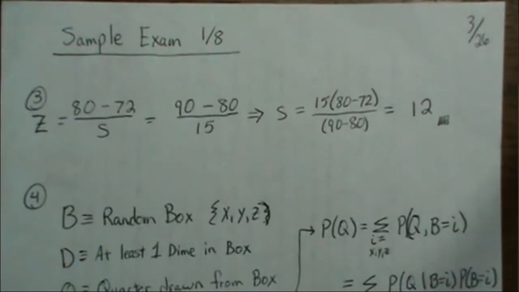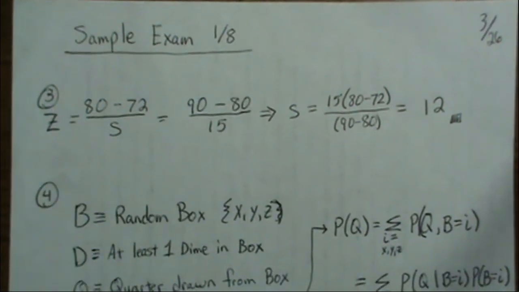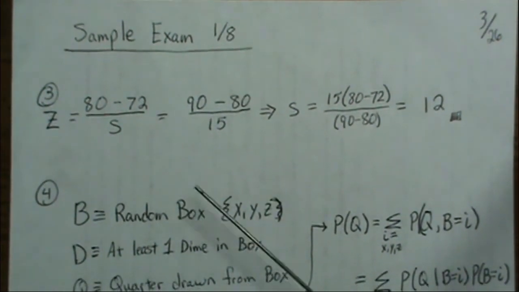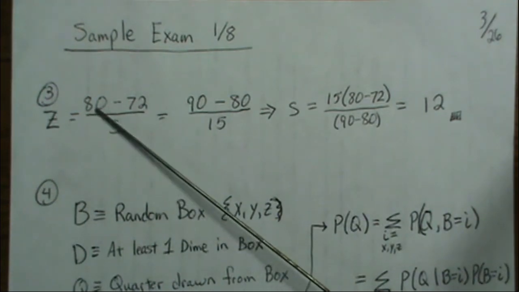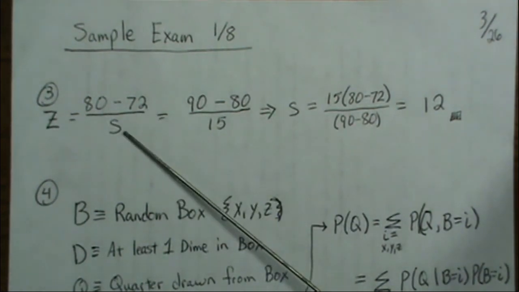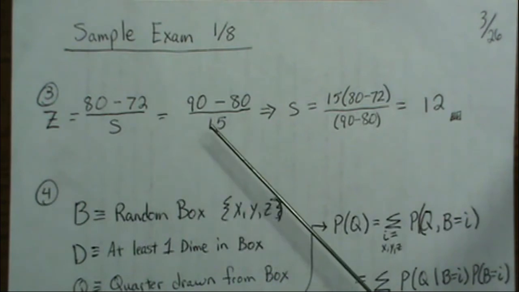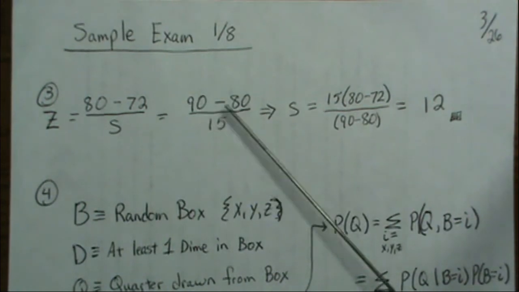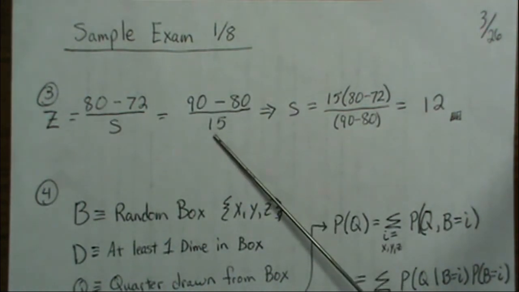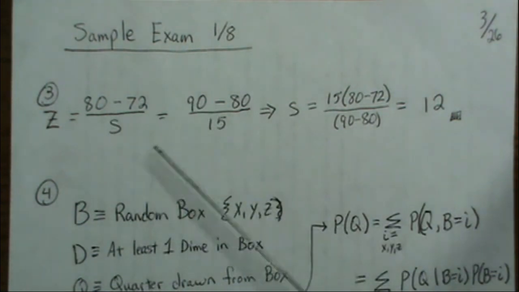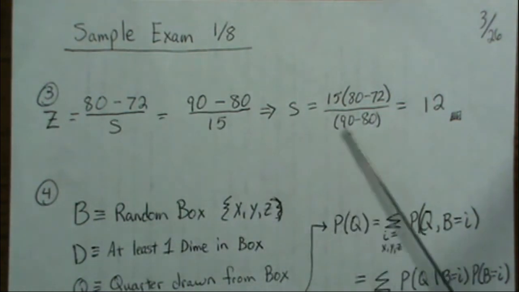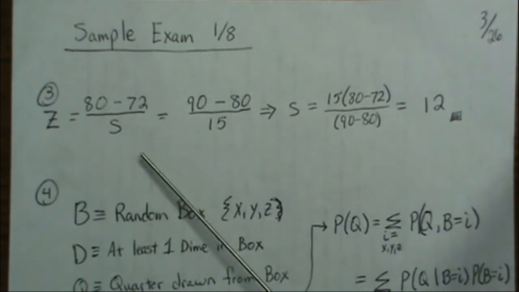Here is exam 1 of 8, problem 3. Here we said that the student scored an 80 and the mean was 72 with the standard deviation S. On the statistics score, there was a score of 90, mean of 80, and a standard deviation of 15. We said the z-scores were equal, so you set them equal, you solve for S, and the standard deviation would be 12.